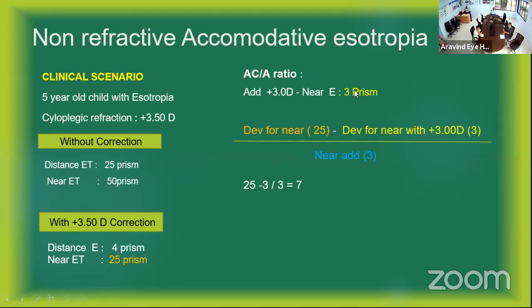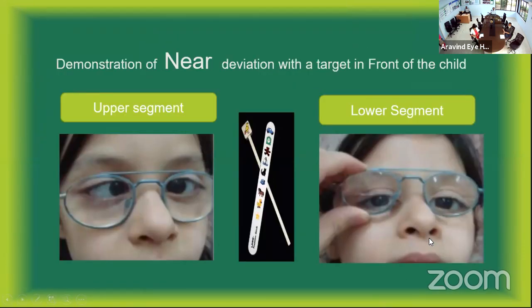So since with +3 add we are getting a very small esophoria only, we'll give the distance correction as +3.5 diopter, which we found out with cycloplegia, and then the near add of +3 diopter, whereby the child will look straight with the bifocal add. So this is the deviation for near and for distance. Using the targets in the upper segment, we are seeing the deviation for near. So for near there is esotropia, but with the add glasses, it's almost straight.